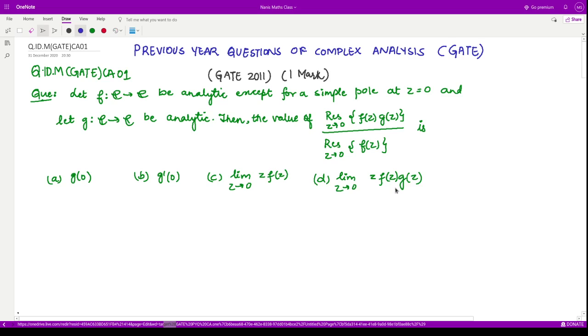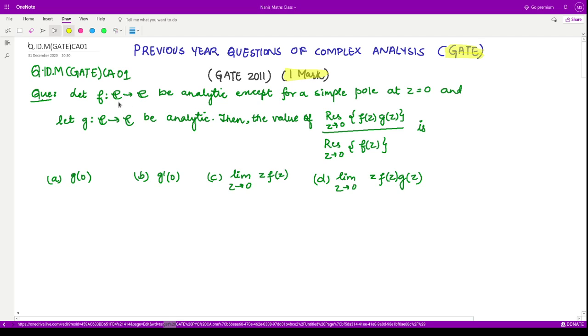Hello everyone, welcome to this next series on the previous year's questions from complex analysis which appeared in the GATE exam. So here we are taking a 1 mark question. This is a really simple question.